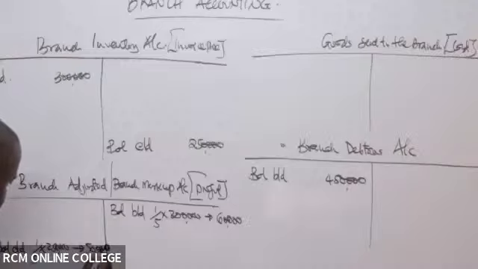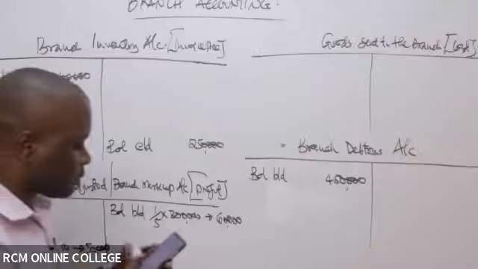50,000, exactly. So the balance carried down here is 250,000. A fifth of the 250,000 is exactly 50,000. So like that, you would have been able to deal with the opening balances.